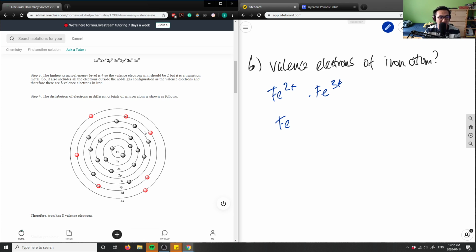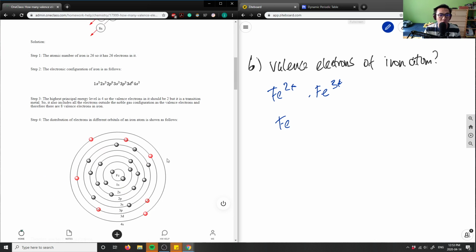Because 3d6, I have 6 electrons in that shell, and 4s2, I have 2 electrons in that shell as well. But they're all in the same energy level, on the outside. So I have 1, 2 here, and then 1, 2, 3, 4, 5, 6. All of these electrons contribute to the valence electrons, because they all participate in bonding. When we talk about valence electrons, it's very hard, because it forces us to use a Bohr-Rutherford approach, which is technically incorrect, because we have to actually use the electron configuration model.